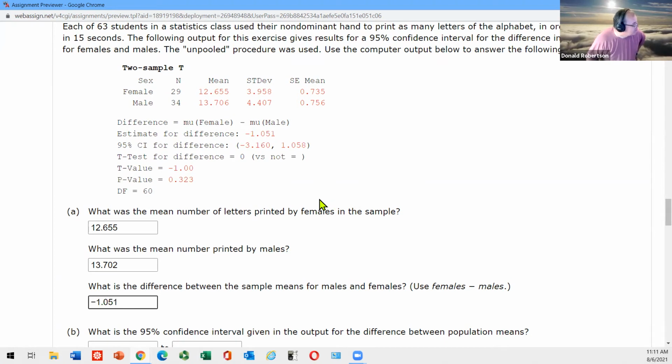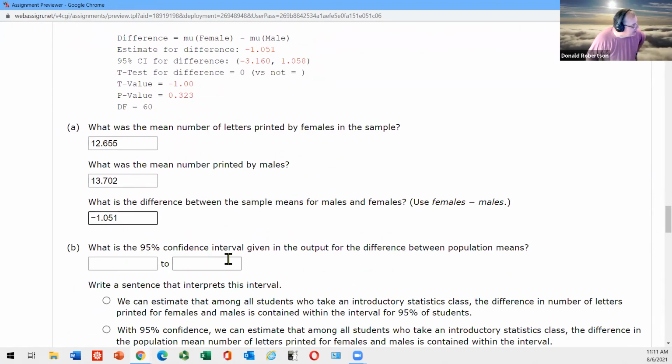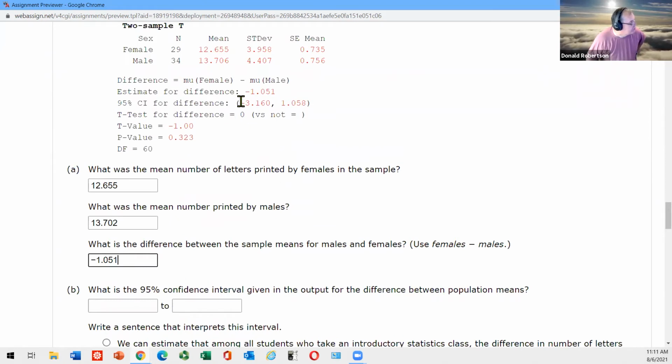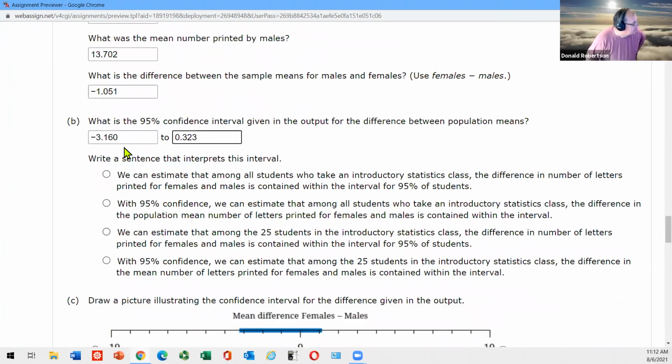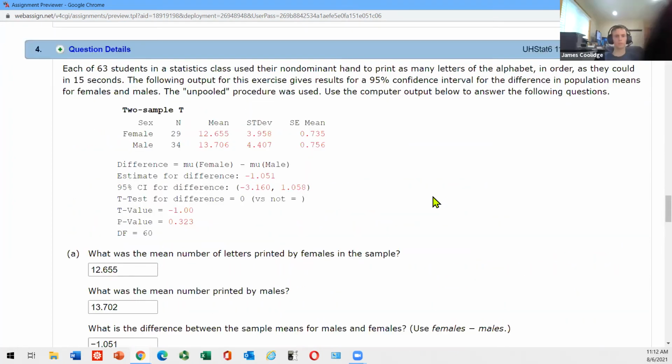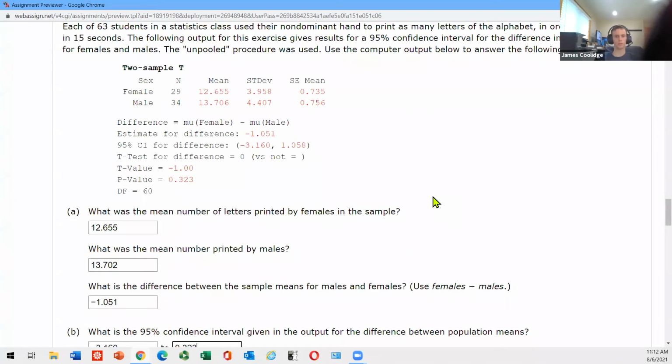Oh, good, it worked. What is the 95% confidence interval? Well, isn't it between that number and that number? So the lower limit would be -3 and a bit. And the upper would be this number. Pick a sentence that basically tells you that. Yes? Wouldn't it be like the 1.058 as the upper limit?